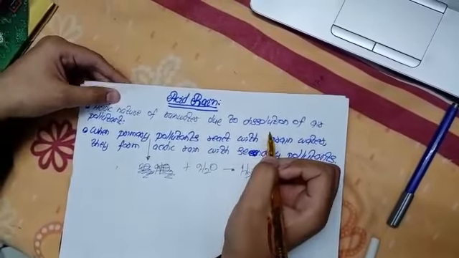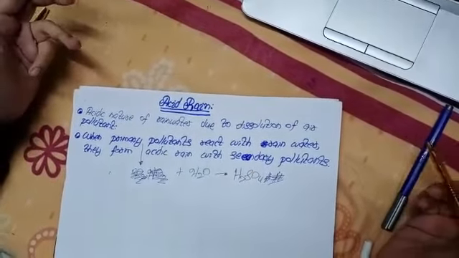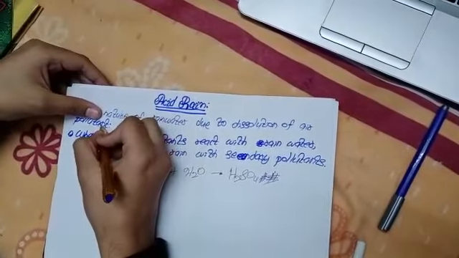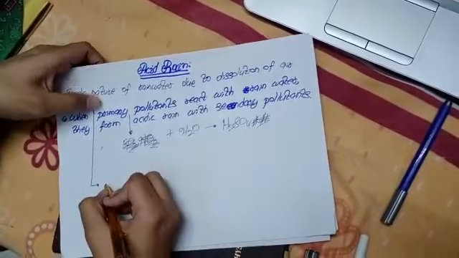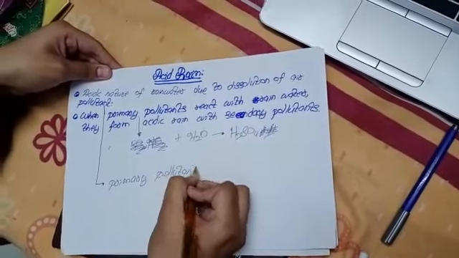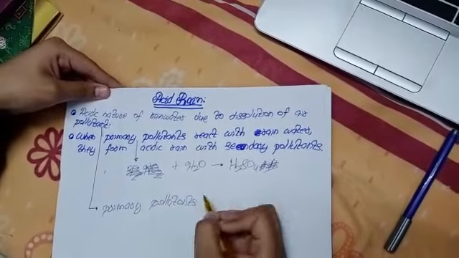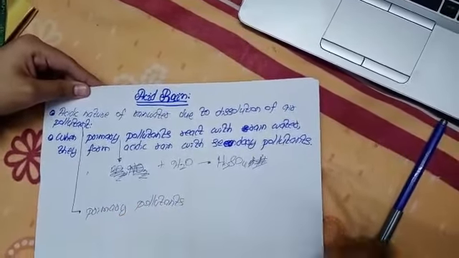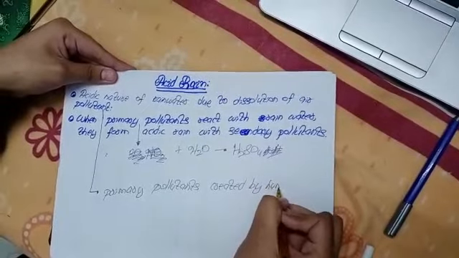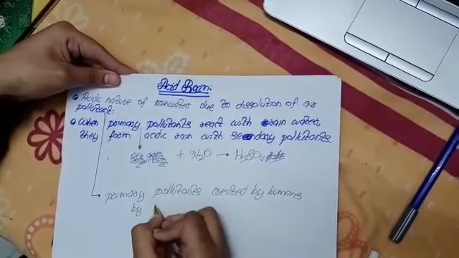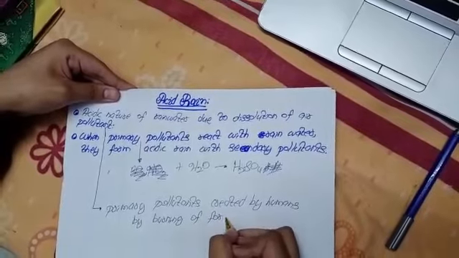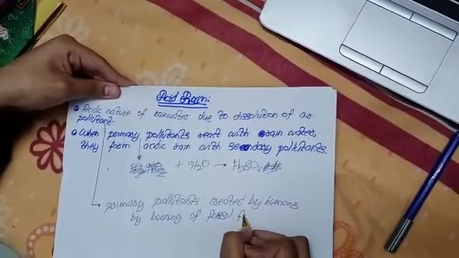The answer to this question is the air pollutants which are most commonly created by human beings. What are those air pollutants created by human beings? These air pollutants are primary pollutants. Primary pollutants created by humans due to the burning of fossil fuels are mostly causing acid rain. So primary pollutants created by humans by burning of fossil fuels cause acid rain.